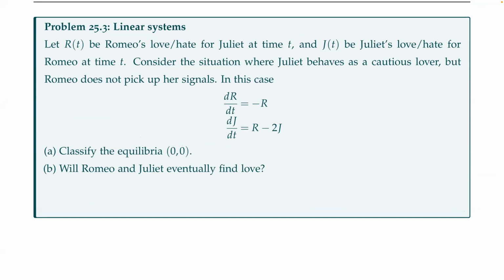Okay, so remember, we were treating these R or J values being greater than 0 as Romeo and Juliet in love, and negative values as them hating each other.